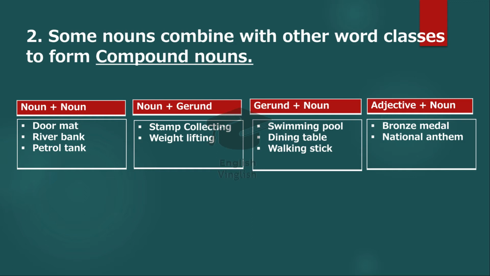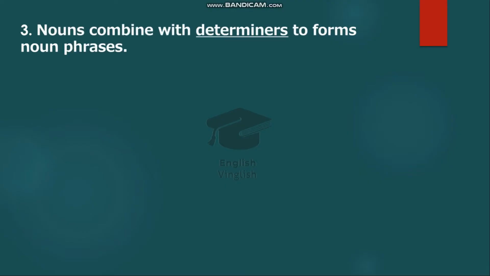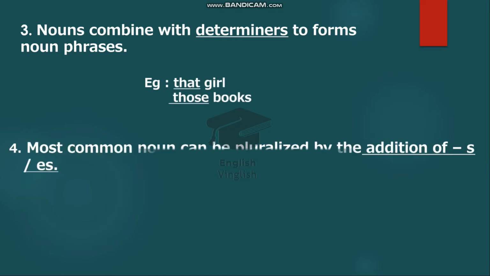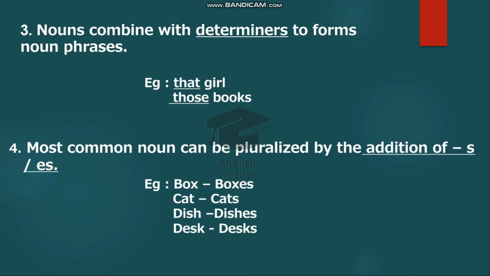Last one, adjective plus noun. Bronze, medal. Bronze is the adjective, medal is the noun. But when we take these two words together, it forms a compound noun. National anthem is also the same. Nouns combine with determiners to form noun phrases. Some nouns combine with determiners like that, those, this, and form noun phrases.